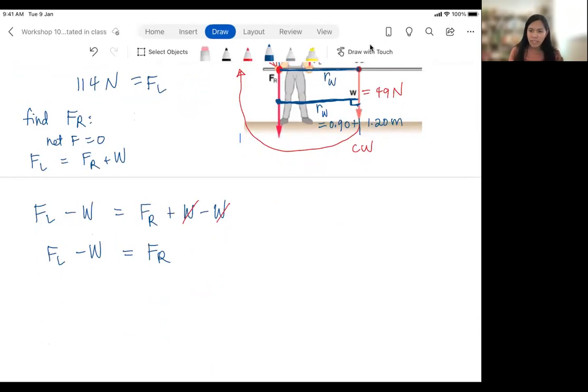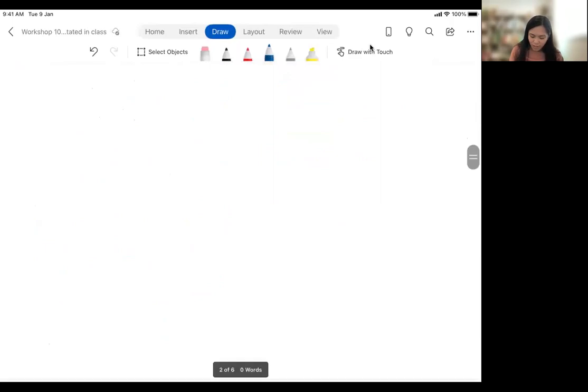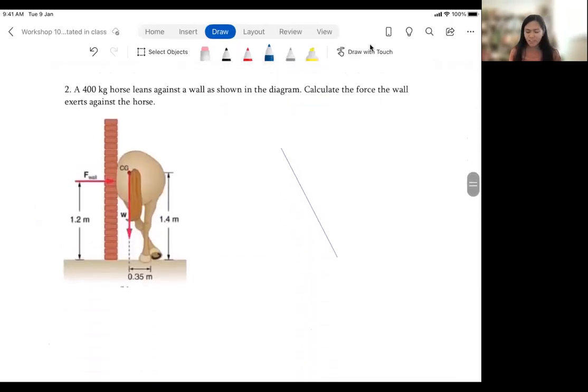Okay, I don't see any question in the chat box, so let's go to the horse question. This horse question is always driving students crazy. So let's go through it.